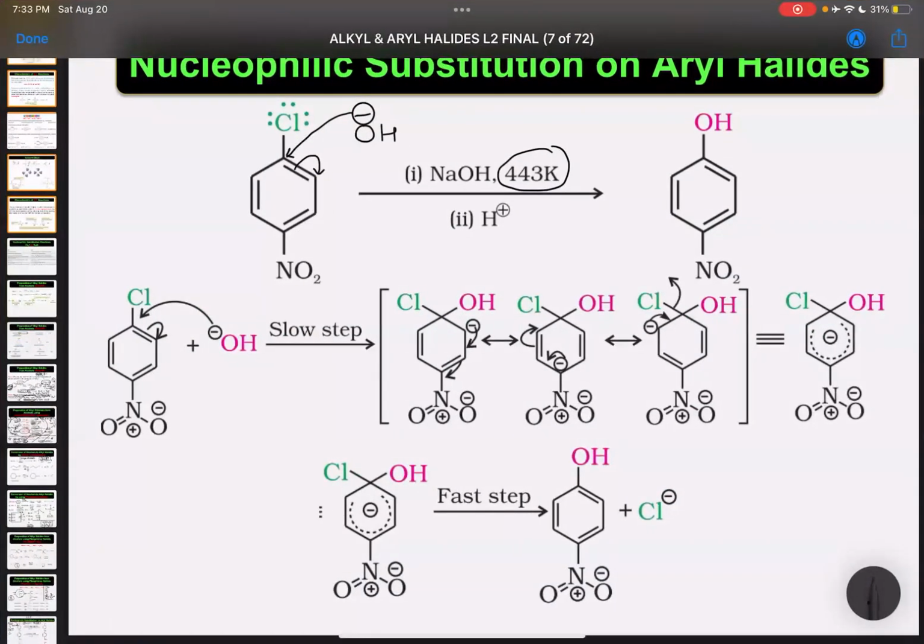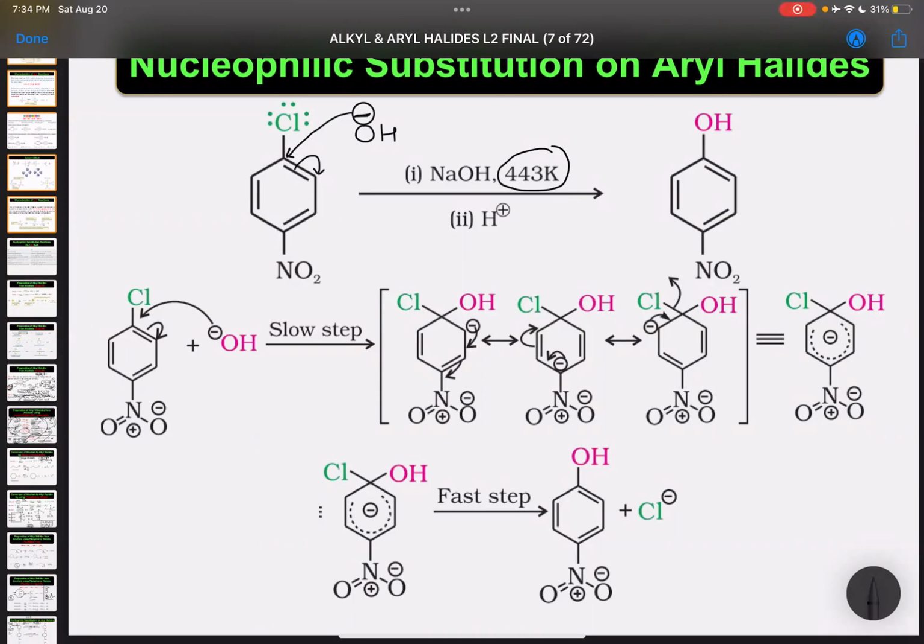So in brief, why do we need high temperature? Because we need to overcome the low reactivity of the aryl halides. We need the OH minus to have sufficient energy to react with the pi bond of the ring, which is a difficult task because benzene itself has a lot of electrons above and below, and the OH minus has electrons. You want two things which both possess electrons to come together, so they will repel each other. So you need to raise the temperature.